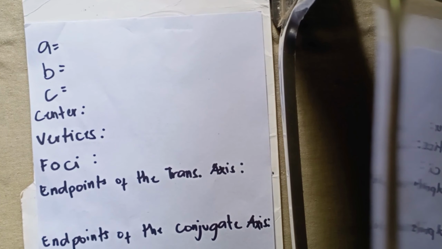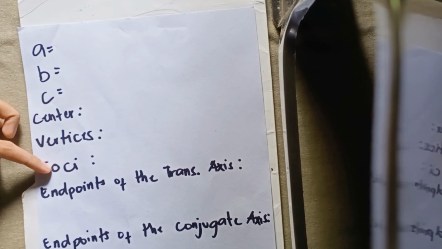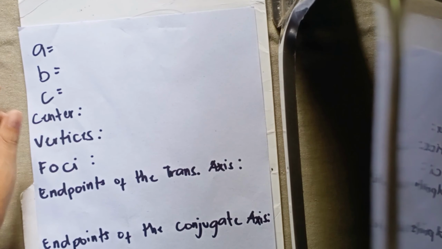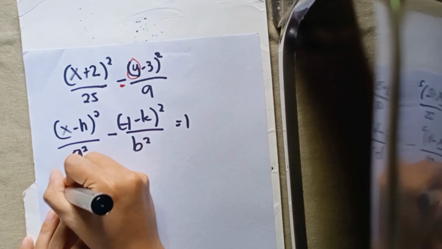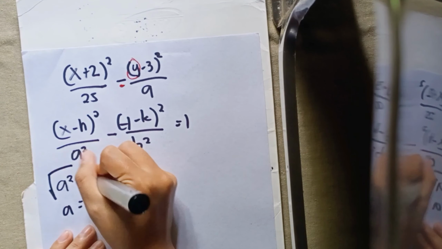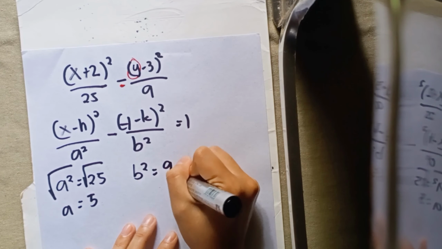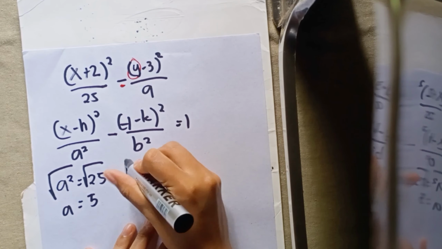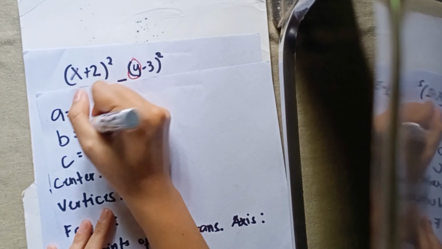Next is to graph the hyperbola. We also need to find the values of a, b, c, center, vertices, foci, endpoints of the transverse axis, and endpoints of the conjugate axis. So a squared is 25, where a is 5, since we take the square root. Same with b squared, which is 9, so b is 3. So our a is 5 and b is 3.